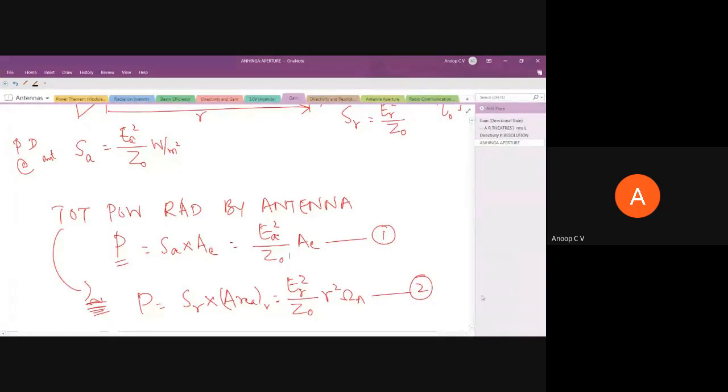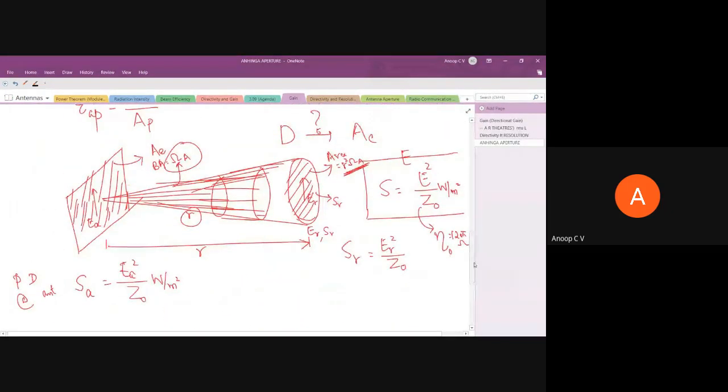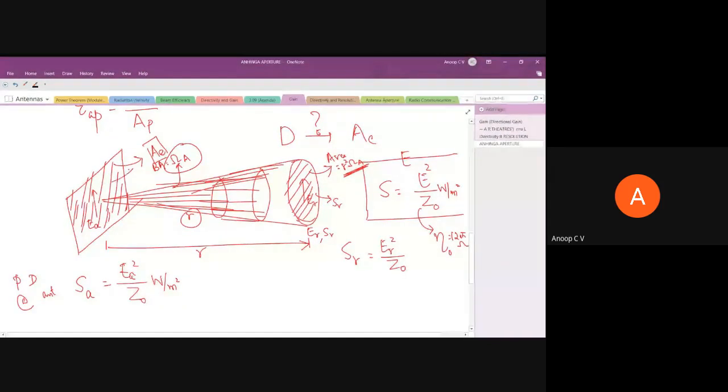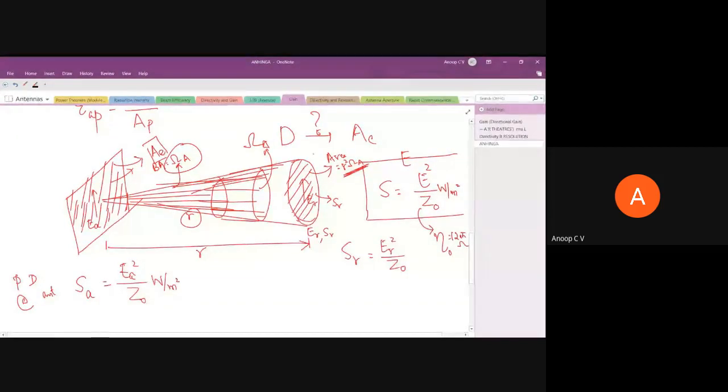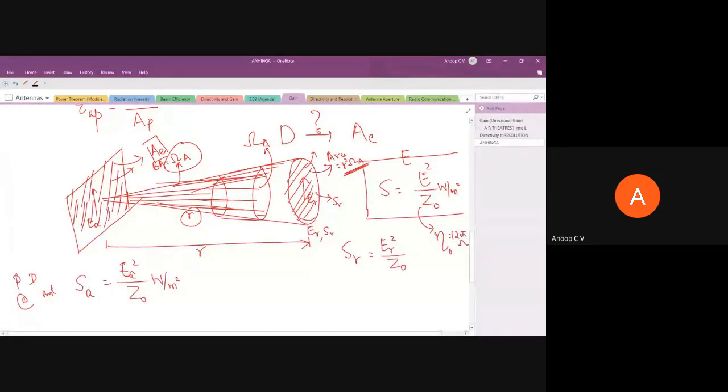I can either calculate the total power by integrating the power density over the effective aperture of the antenna. Assuming uniform power density, if I multiply by A, I'll get the total power. Or else, this antenna is confining the total power within a solid angle of omega A. If I multiply the power density at this point, assuming again it is uniform across this and 0 elsewhere, I will get the total power, assuming no loss. So that's what I've written.